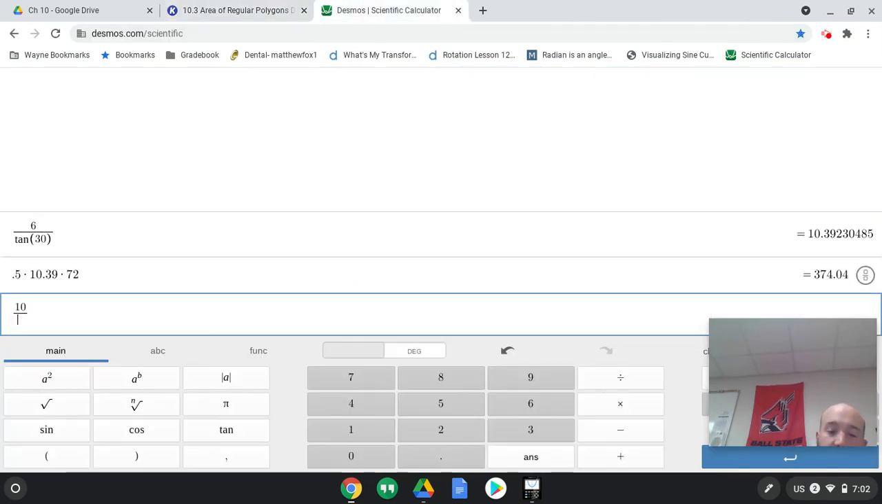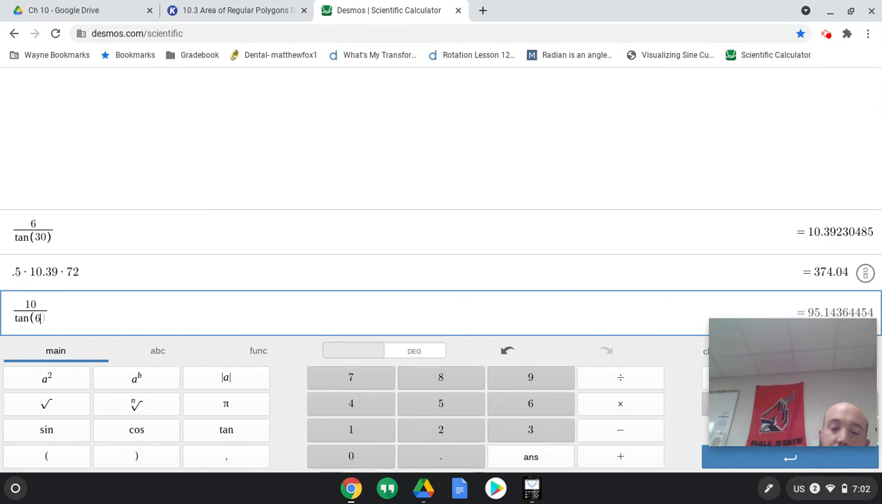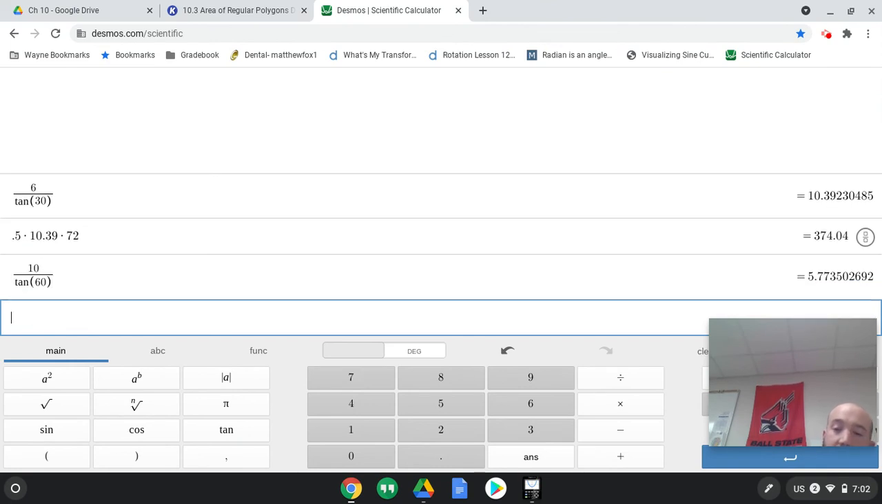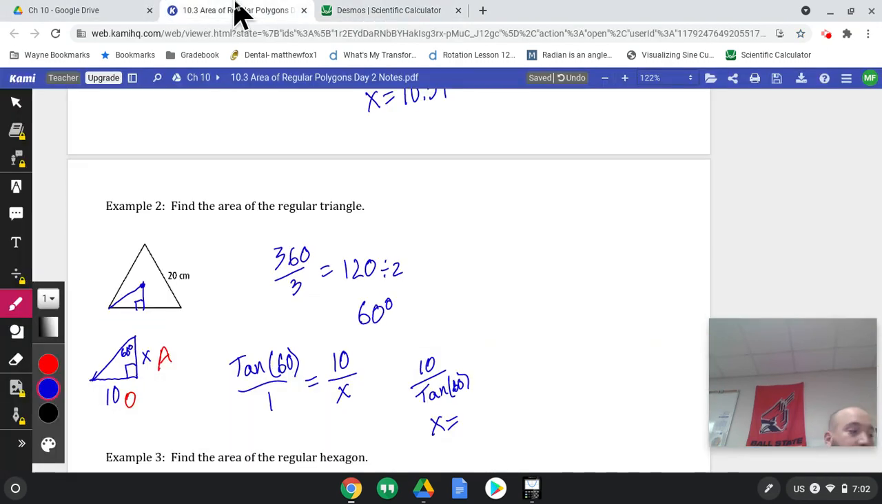So 10 divided by tangent of 60. We hit enter, 5.7735029692. Once again, 2 decimal places. So 5.773. Take that 3, we round down, so 5.77. Okay. Now, that is what x equals, or our apothem.